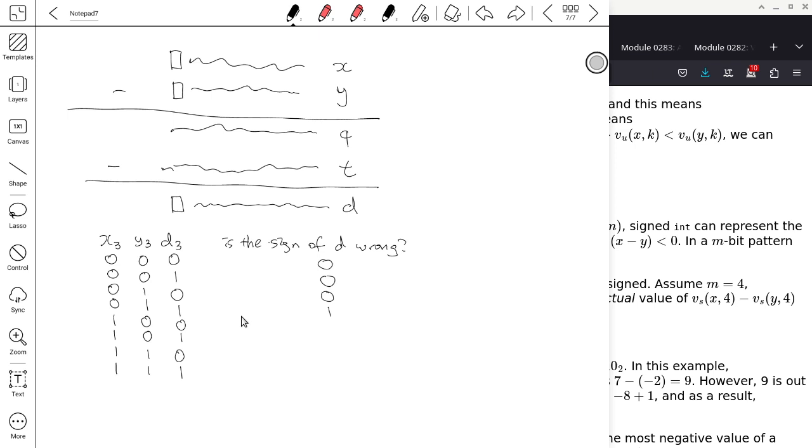Okay, the next one, we subtract a non-negative quantity from a negative quantity, we end up with something that is non-negative. Can that happen? Cannot happen, cannot possibly happen. So we have a problem with the sign again.